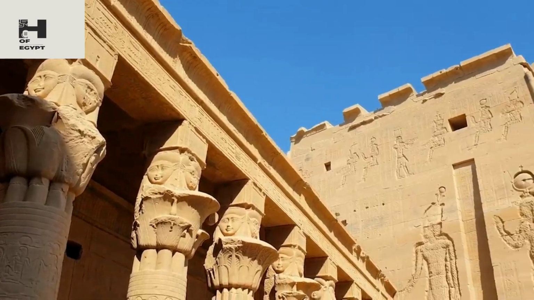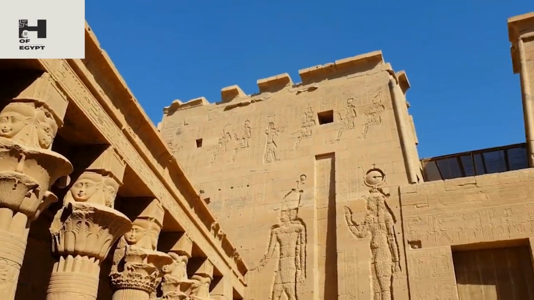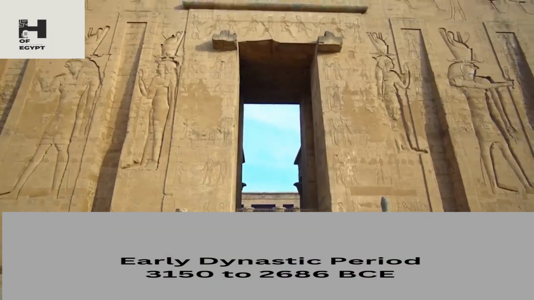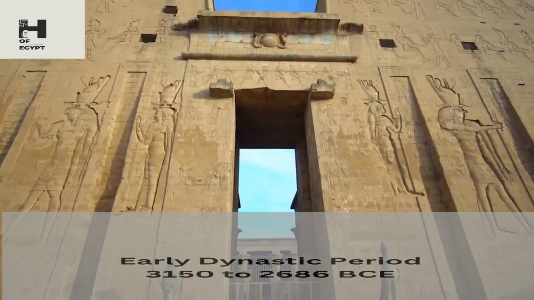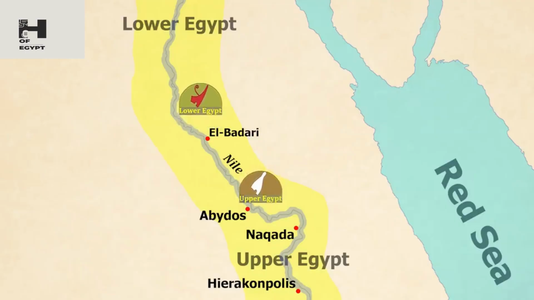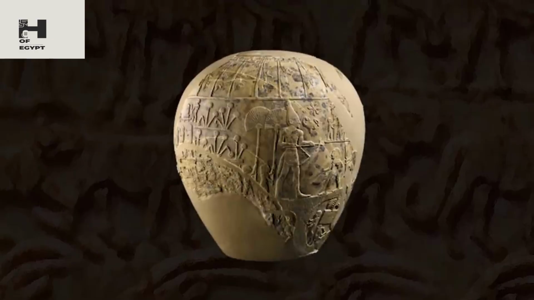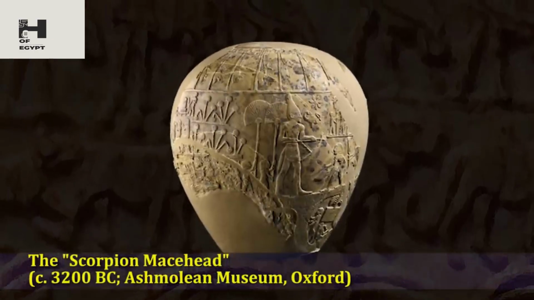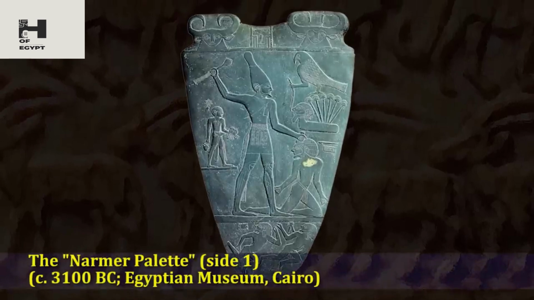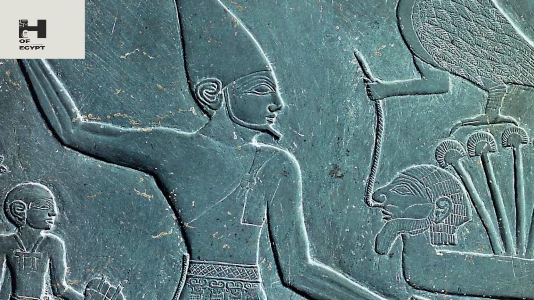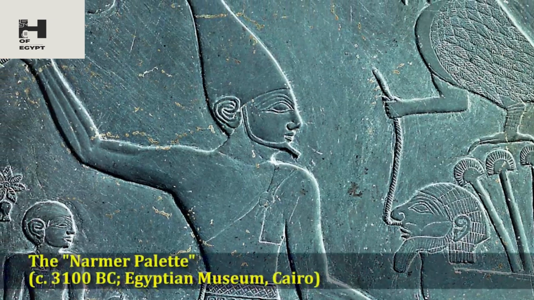The early dynastic period, also known as the Archaic period, is a time frame that extends from 3150 to 2686 BCE. During this period, the Upper Egypt Kingdom sought to unify with the Delta Kingdom. To achieve this goal, they engaged in fierce wars that culminated in the unity of both regions. The Scorpion King Macehead and Narmer's Palette are among the most significant artifacts that illustrate the wars between these regions. The Scorpion King battled the northern people and emerged victorious.